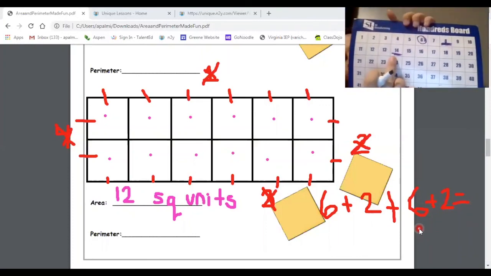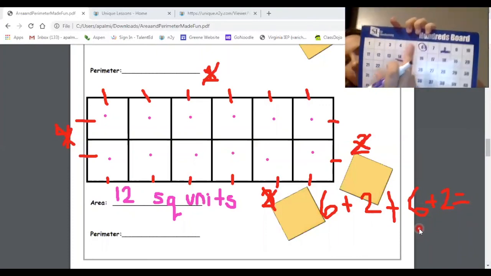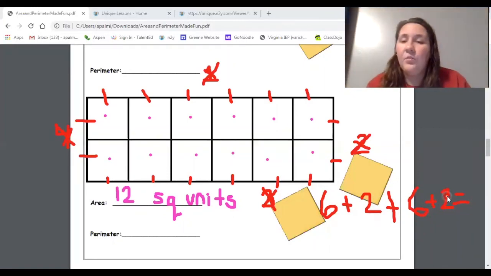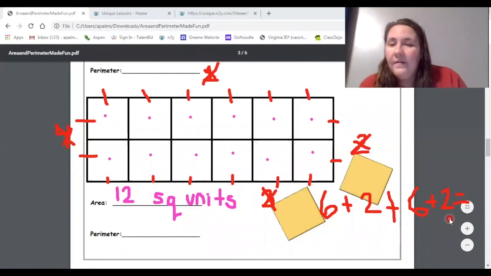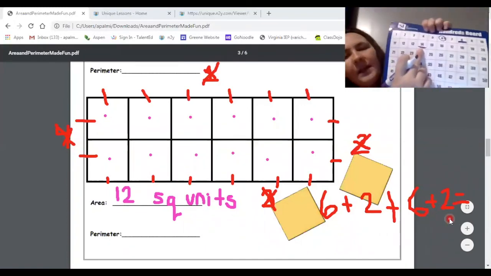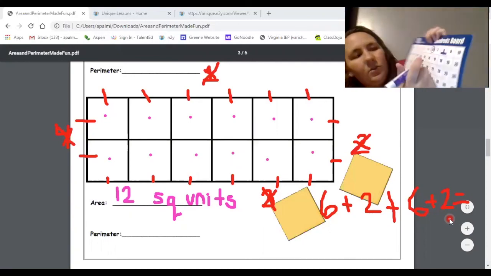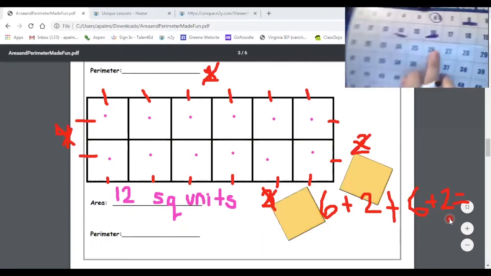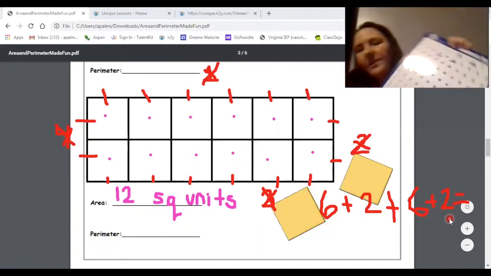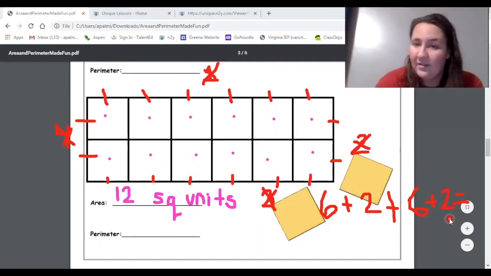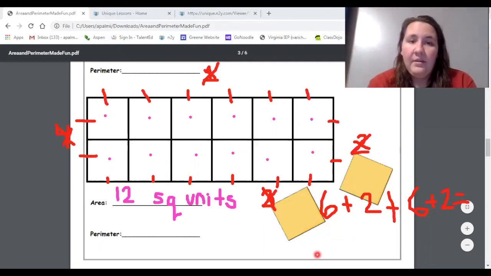And am I done? No, right? I only have 1, 2, 3 spots with purple. I need one more number for the last side. So what's the last side I need to add? 2. Beautiful. So I start where I landed last and I add 2. 1 and 2. What answer did we get? 16. Beautiful. 16 units for how much fencing our bat exhibit will need on the outside.